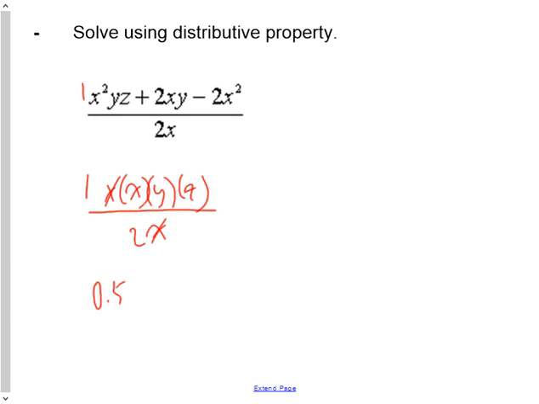X and x cancel each other out, leaving you with 1x here. The y and the z are still there. So the answer for the first distributive property is 0.5xyz.